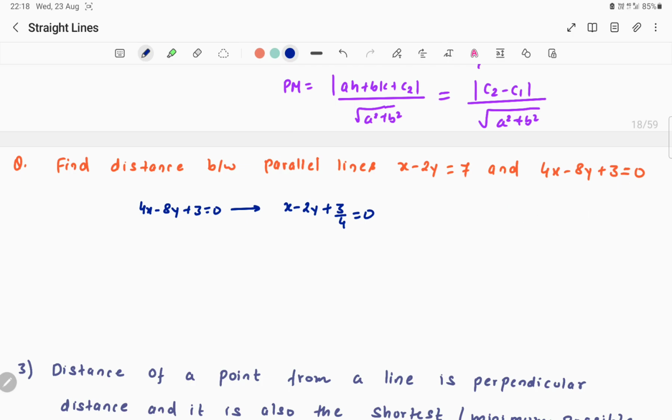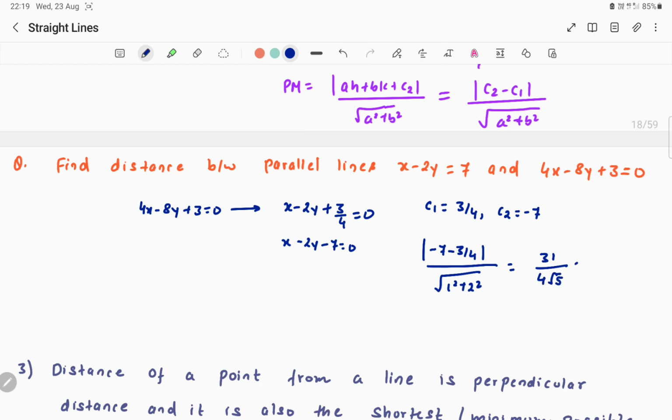Now the other equation is x minus 2y minus 7 equal to 0. So what is c1? c1 is 3 by 4. What is c2? c2 is minus 7. According to the formula, it will be c2 minus c1 divided by root under a square plus b square. So when I do this, 4 sevens are 28 and 31. So we got 31 by 4 root 5. If you want, you can rationalize and write 31 root 5 by 20. So this is the distance between these two parallel lines. Is it okay?